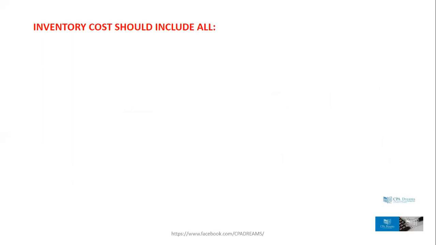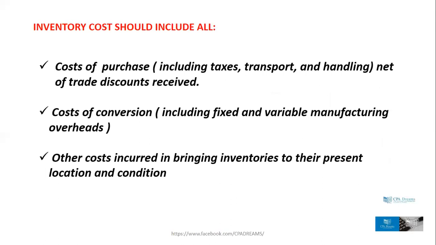What are the costs that should be included in inventories? These are the costs you need to remember. Cost of purchase, which includes taxes, transportation, freight, delivery costs, and handling, net of trade discounts received. From the manufacturing point of view, there is also the cost of conversion, which includes fixed and variable manufacturing overheads. And of course, other costs incurred in bringing the inventories to their present location and condition. These are the inventory costs that should be included.